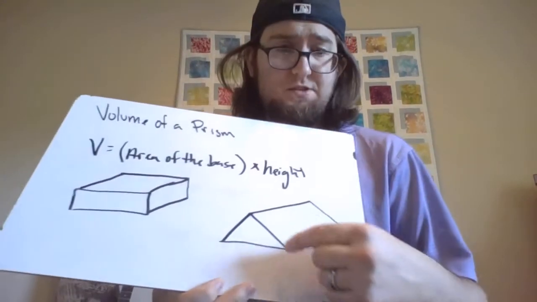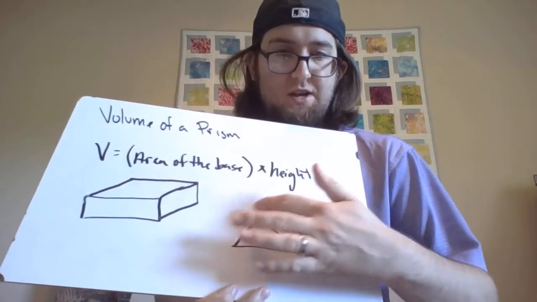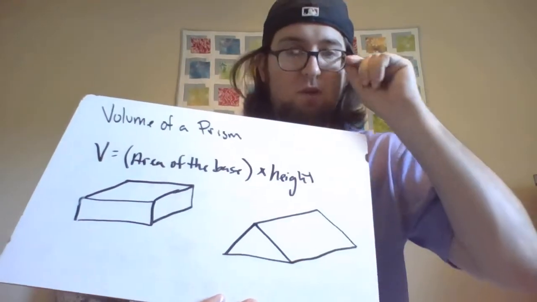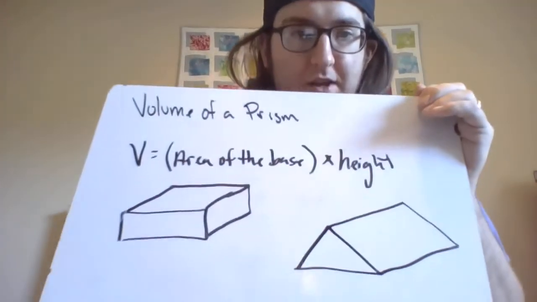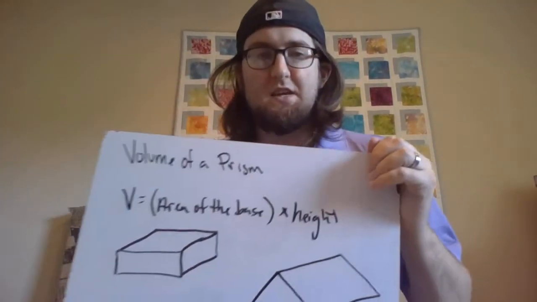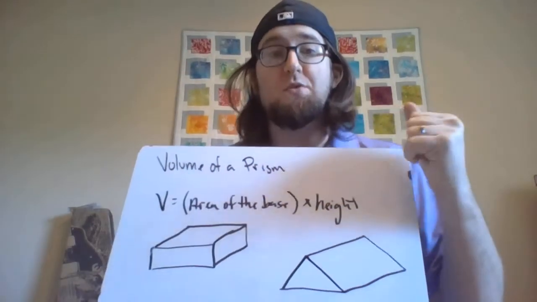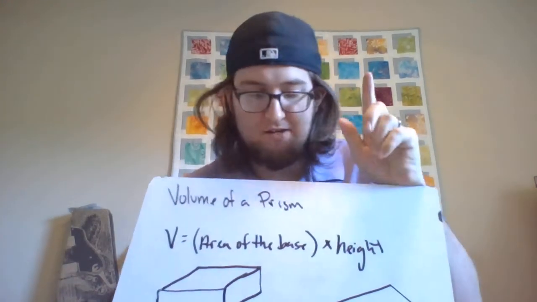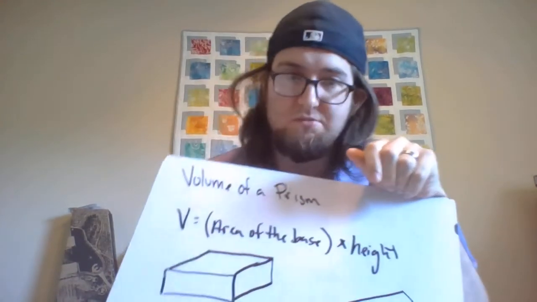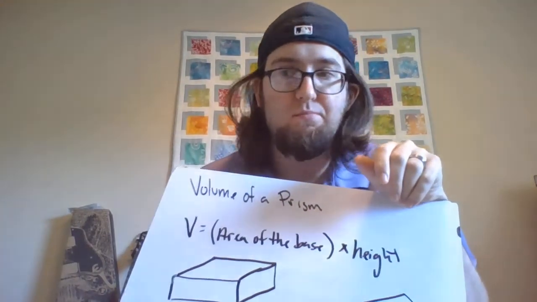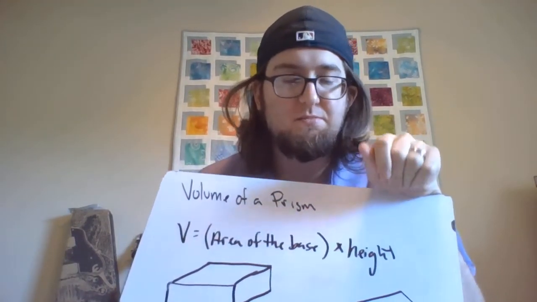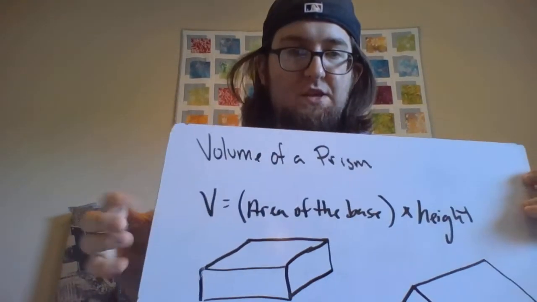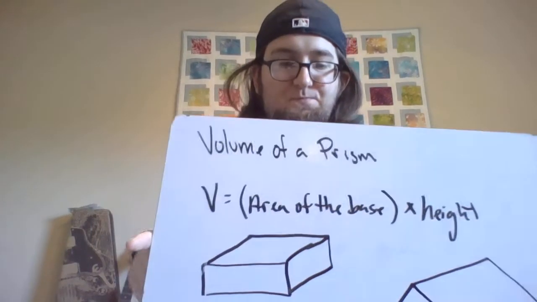For a triangular prism, you would find the area of the triangle and multiply by the height. How many times is that triangle repeated? All the way through. That's how you find the volume of a prism. That is the generic basic way to do it. I could tell you the volume of a rectangular prism is length times width times height. I could tell you the volume of a triangular prism is 1/2 base times height times length, something like that. But this is the way to go. This way you can find the volume of any prism.